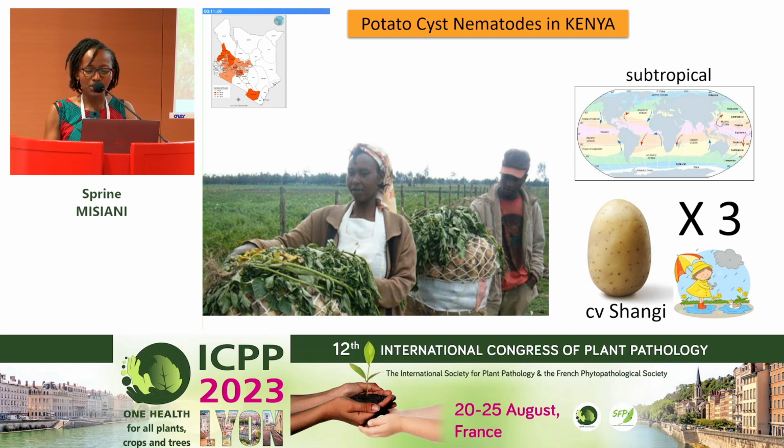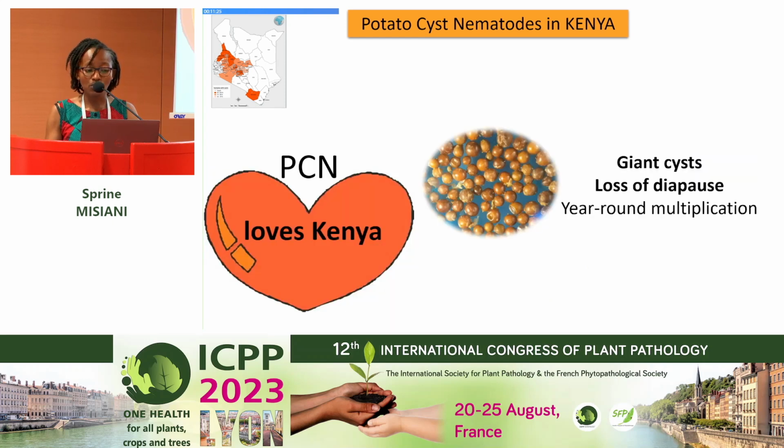The most unfortunate part about Shangi is this, it's the most susceptible potato variety in Kenya. So that means that the potato cyst nematodes will increase in numbers while the farmers plant the Shangi. So we have large volumes of PCN in different parts of Kenya. And we're not only having small cysts, but we're having giant cysts, which you can actually see with your eyes once you pull your potato out of the ground.